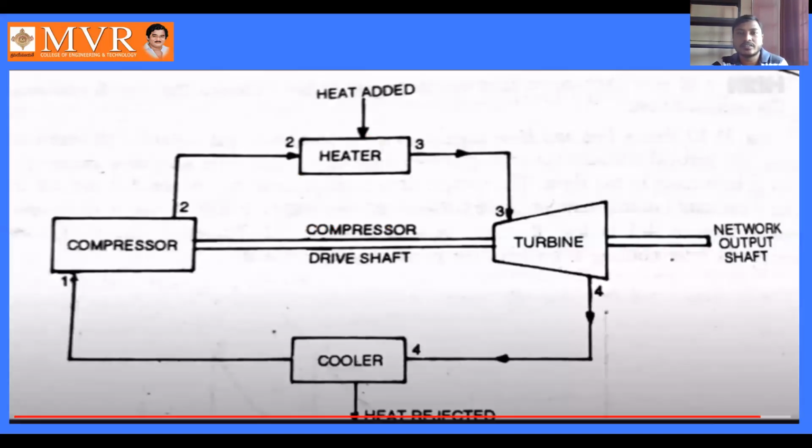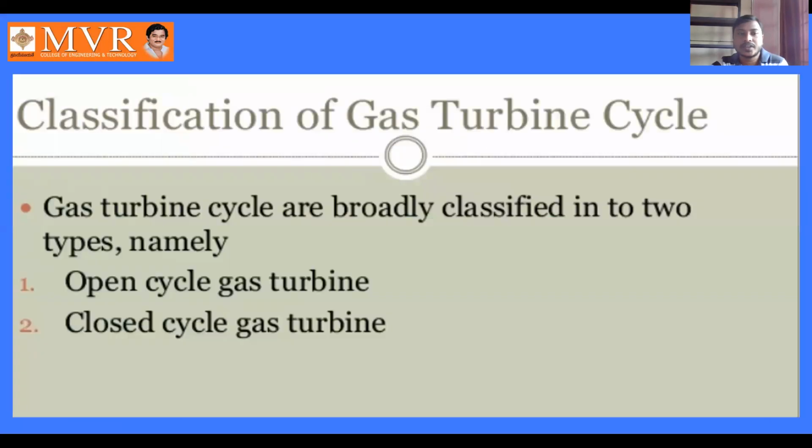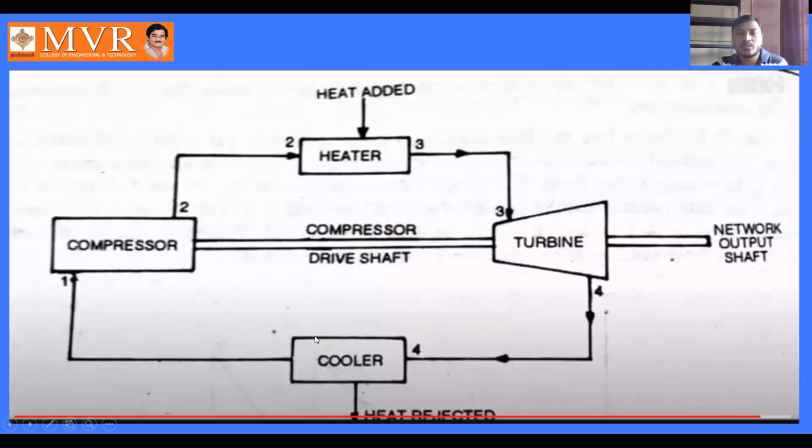The next classification is the closed cycle gas turbine. Here we can observe the closed cycle gas turbine. The main difference is that in the open cycle gas turbine, no heater and no cooler are provided. When compared with the open cycle gas turbine, these are the two components added in the closed cycle gas turbine. Here it is in a closed position; it has no opening.